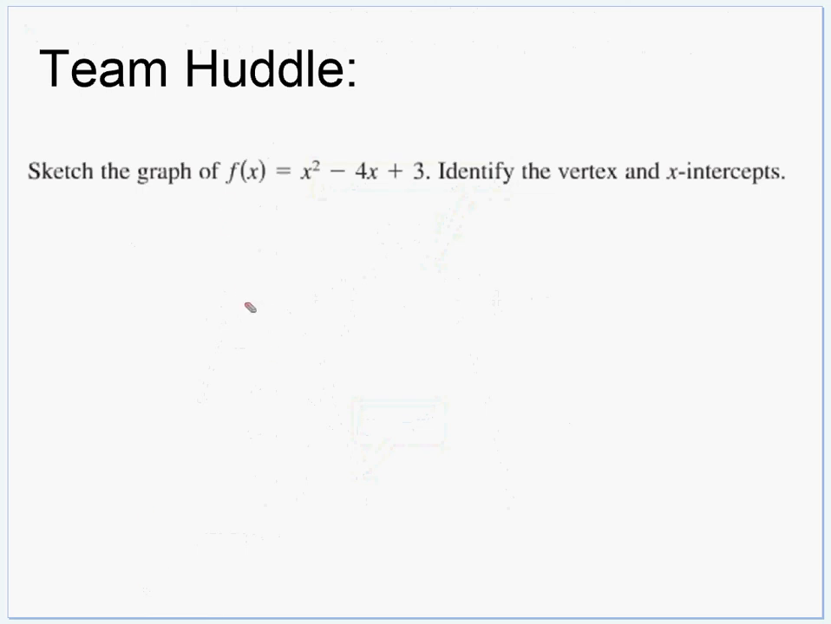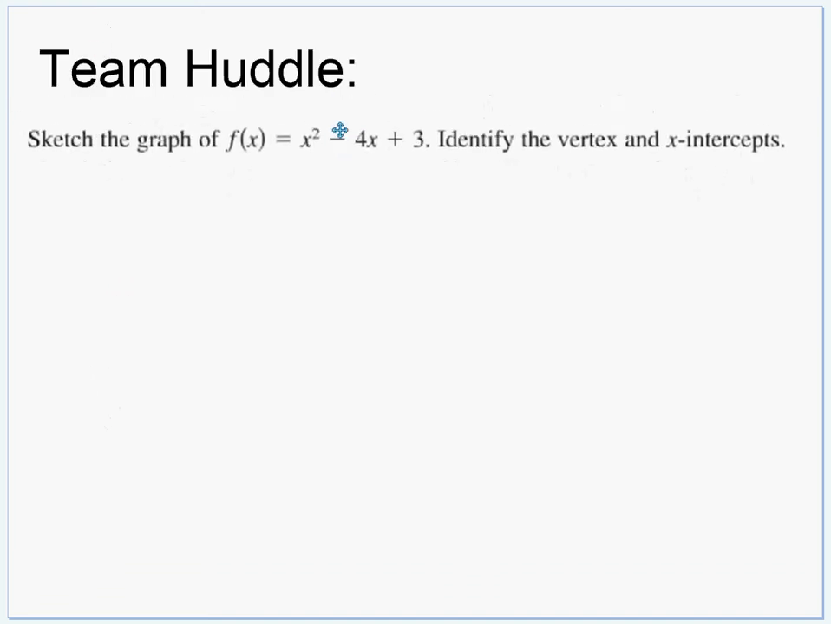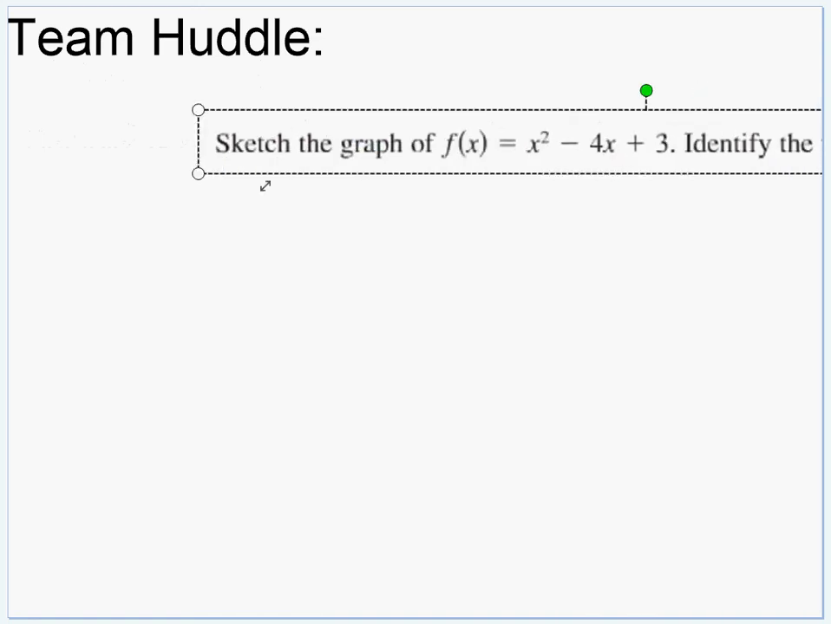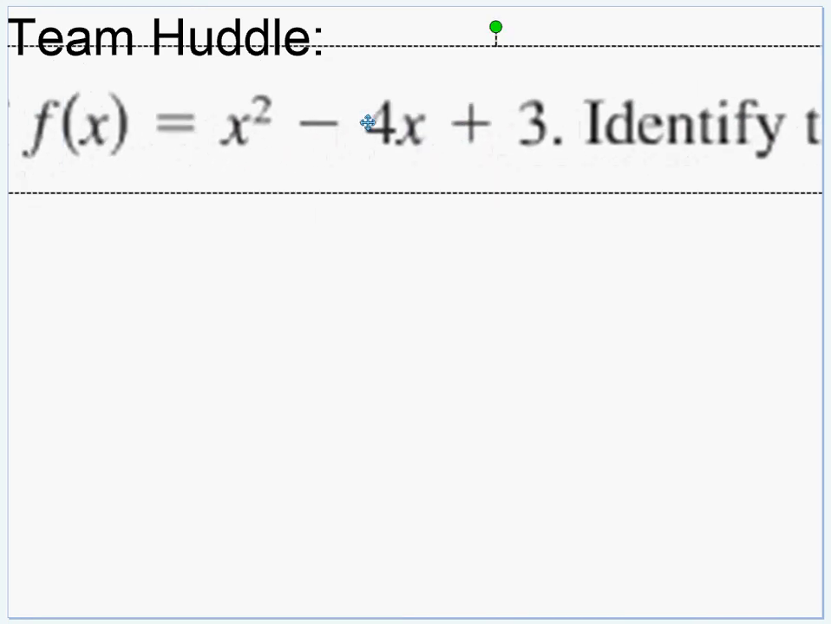This should be our last problem here, our last team huddle. So here, sketch the graph of this. You're going to want to complete the square, identify the vertex, and figure out the x-intercepts. So pause the video and try that, and see if you got it right by starting the video. You didn't pause the video, did you?